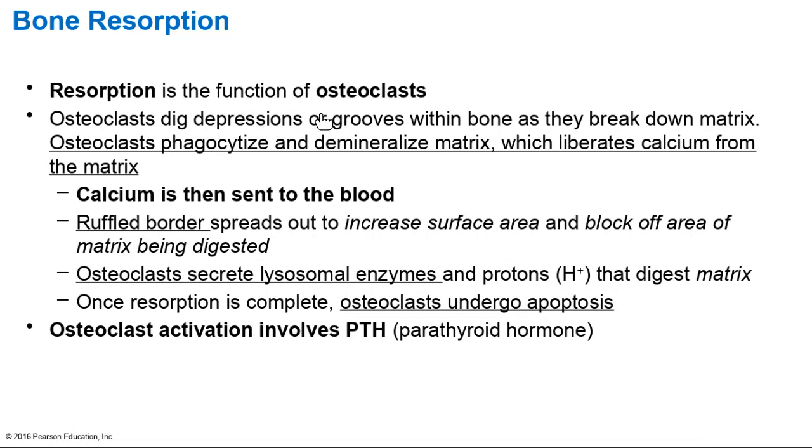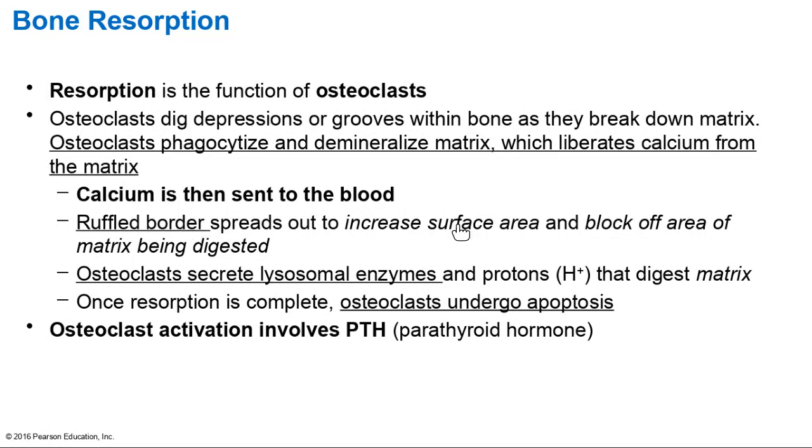Remember, resorption is a function of osteoclasts, all right? Osteoclasts are basically going to dig little grooves into the bone and seal that area off and break down the matrix inside. All right, osteoclasts are going to phagocytose, okay, so they're going to bring in that matrix, and they're going to start to demineralize it. They're going to start to dissolve it and break it down. And this will help liberate calcium from the matrix. When that calcium is liberated, the calcium is then sent to the blood.